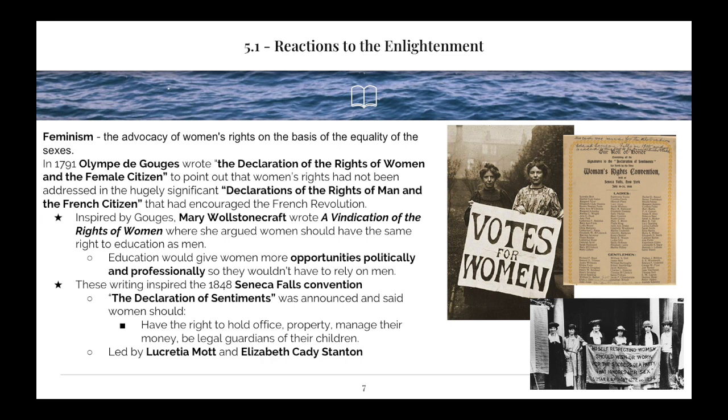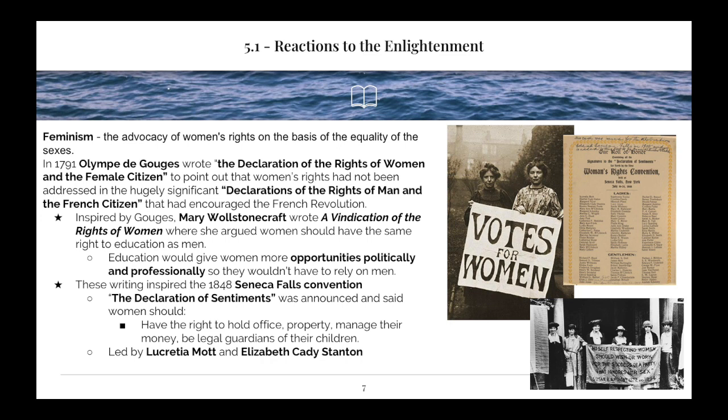Feminism, just so we're clear, is that definition right there: the advocacy of women's rights on the basis of equality of the sexes. And we'll see the Declaration of the Rights of Man and the French Citizen is a major Enlightenment-inspired political document that takes place during the French Revolution, and feminists kind of create their own. And note that the Declaration of the Rights of Man and French Citizen leaves out women, right?